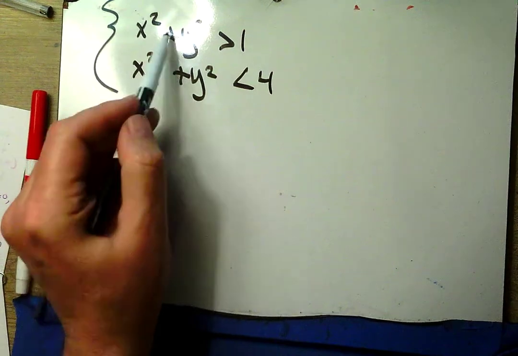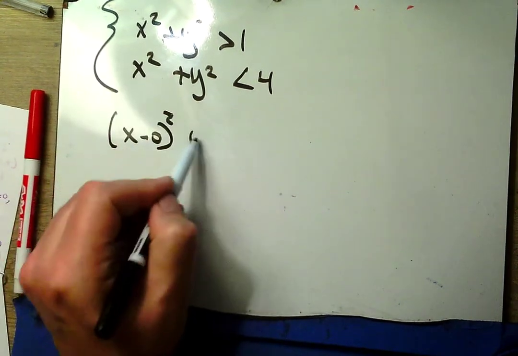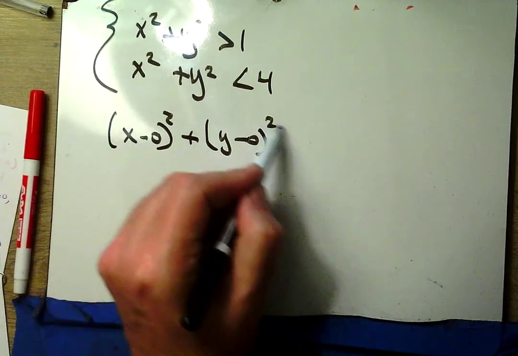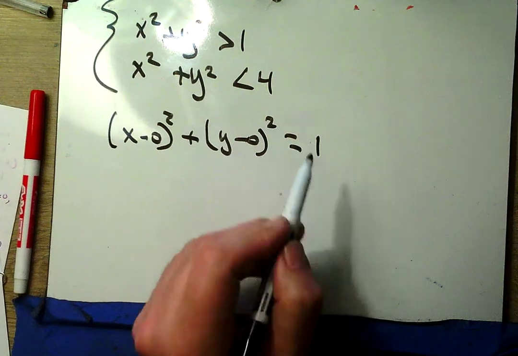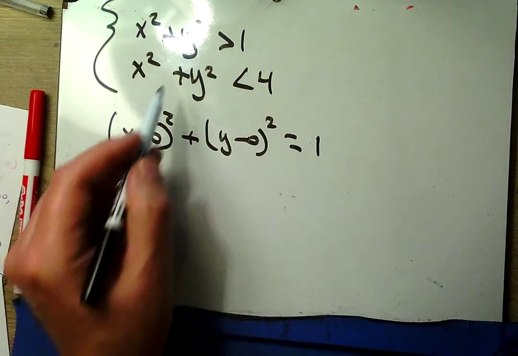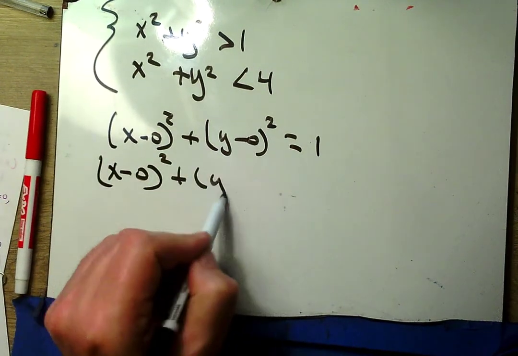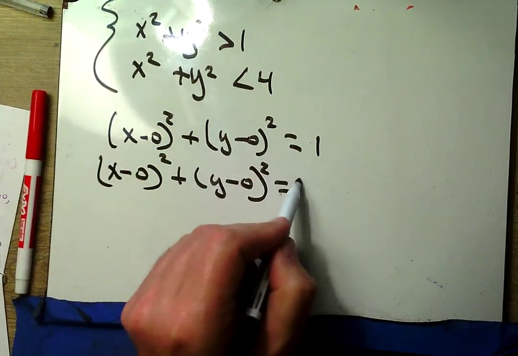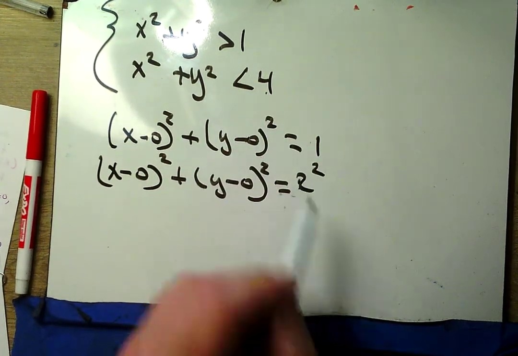Yeah, they're both circles. They're both circles with the center at the origin, right? Because we're looking at x minus 0 squared plus y minus 0 squared equals 1. Centers at the origin, and the radius, this isn't the radius, this is radius squared. The radius is 1. In this case, we've got x minus 0 squared plus y minus 0 squared equals 2 squared. So we know the radius is 2.